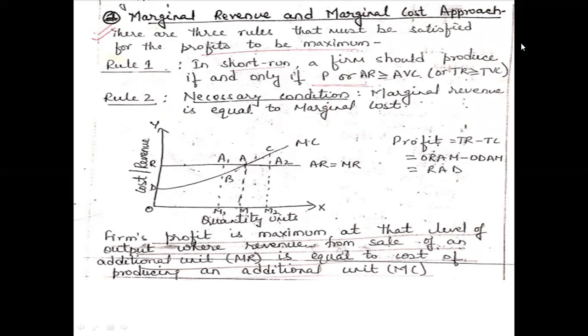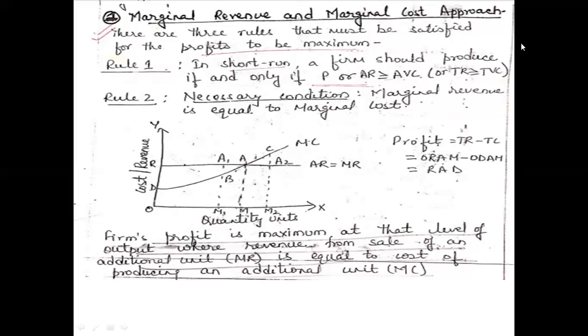Now the second rule is also known as the necessary condition. The necessary condition says marginal revenue should be equal to marginal cost. We can see in the graph that cost and revenue are on the y-axis and quantity is on the x-axis. Average revenue is equal to marginal revenue. This is the case of perfect competition, and we see that marginal cost is cutting the average cost. The point at which marginal cost is equal to marginal revenue, this condition should be there. So the firm's profit is maximum at the level of output where the revenue from the sale of an additional unit is equal to the cost of producing an additional unit.